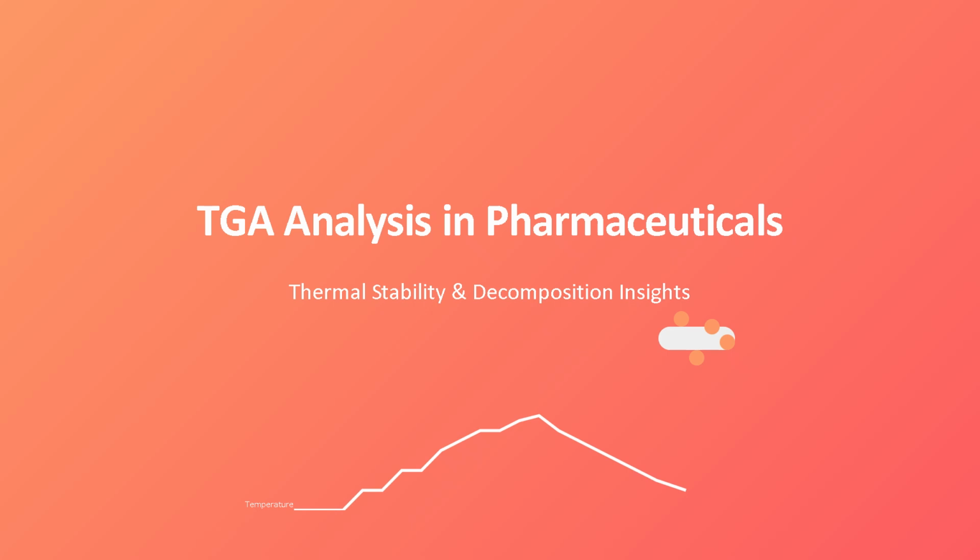Thermogravimetric Analysis, or TGA, is a powerful analytical technique used in pharmaceutical development to understand thermal stability and decomposition behavior. In this presentation, we will explore how TGA works, what information it provides, and why it plays a critical role in ensuring the quality, stability, and performance of pharmaceutical products.